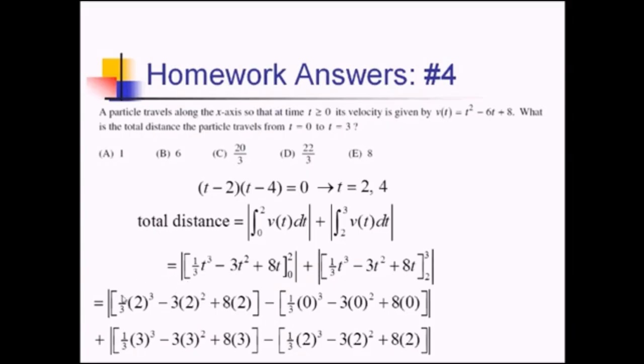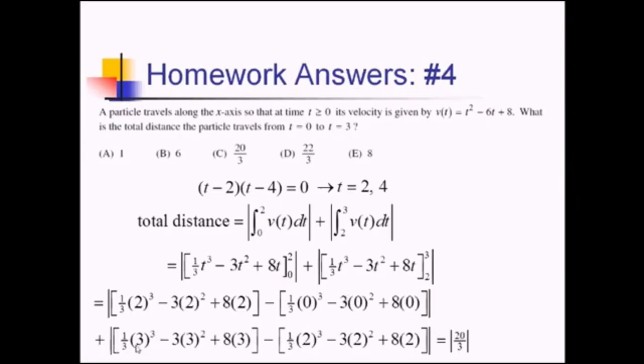So we have 8 over 3, and then plus 4. So 8/3 plus 4, that's going to be 8/3 plus 12/3. That's going to be 20/3. And again, this stuff went away, so we just have the absolute value of 20 over 3, which is just 20 over 3.